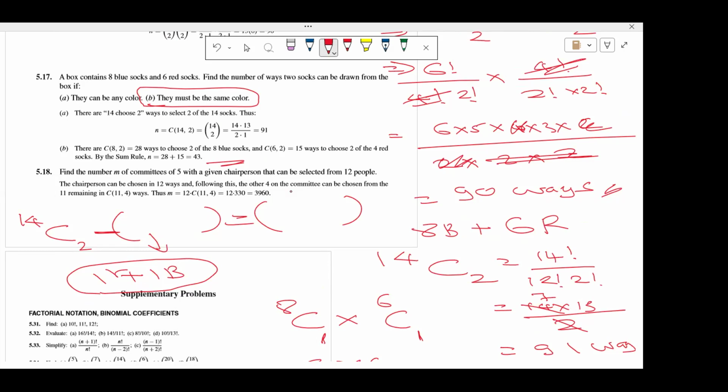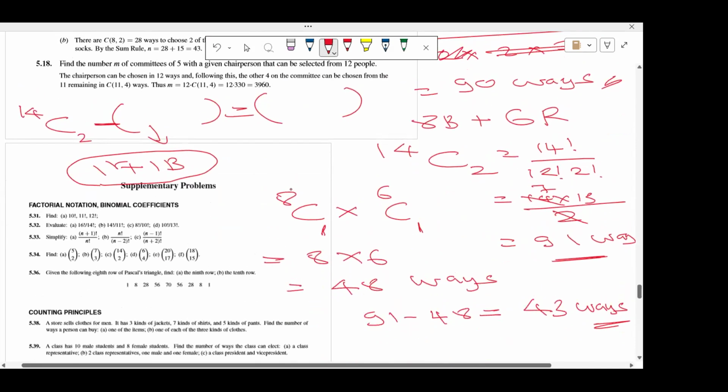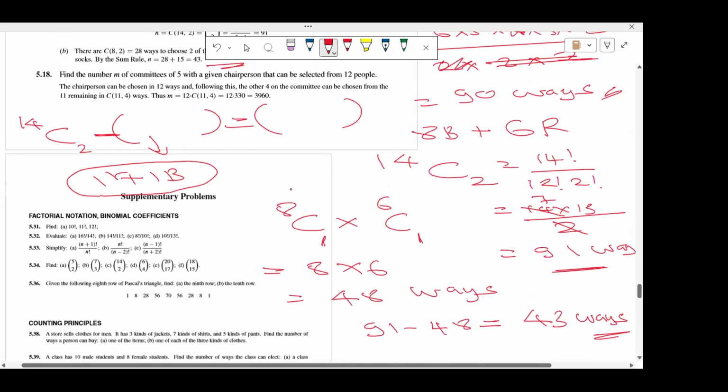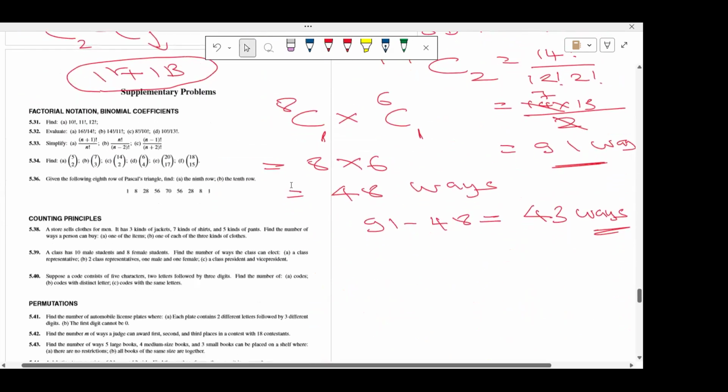This is one way we are selecting the answer, right? How do we find out the answer? All the possible combinations, maybe two of the same color or one of each different color, altogether 91 ways. We are subtracting the one blue color and one red color options. This is one way we can find out the answer.